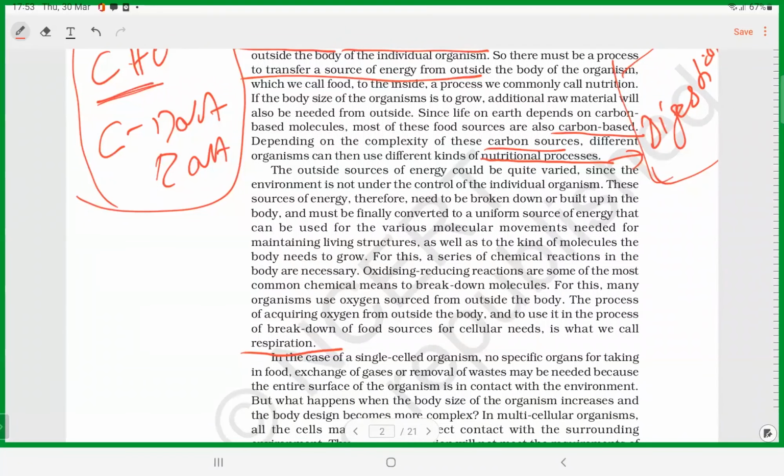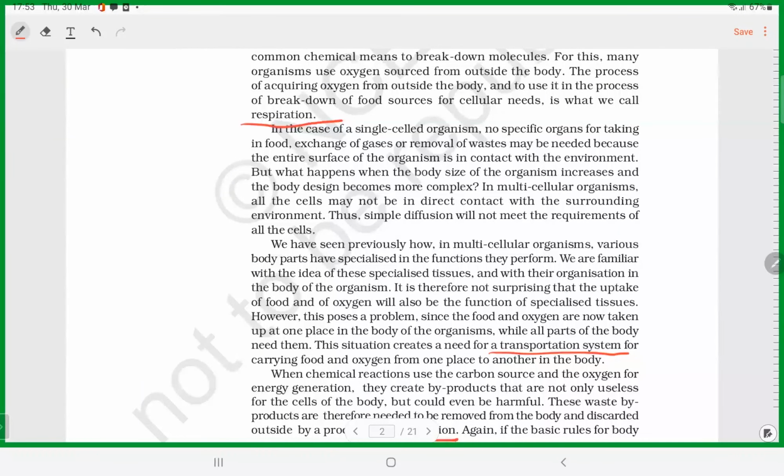Is that enough? What is next? The glucose should be broken down. And what should be produced? ATP molecules, the energy currency, adenosine triphosphate. What is the energy currency? ATP. ATP stands for what? Anyway, it's there in your book. We'll come to that, don't worry. Adenosine triphosphate. Glucose should be broken down and ATP is produced.